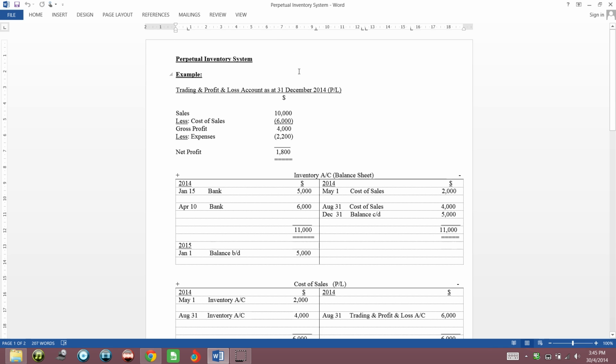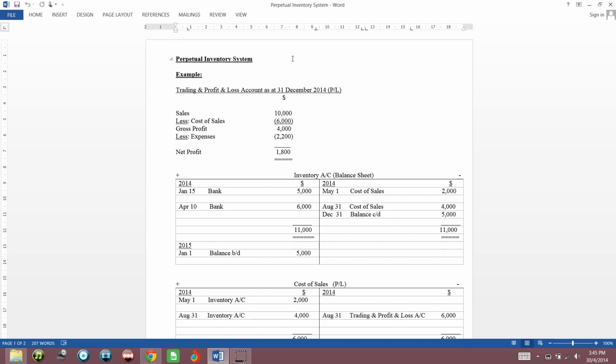Okay, so previously we have learned the periodic inventory system, or periodic stock system. It means the same. That means you don't care about your stock until at the end of the year you do a stock count, you find out your stock value, and that stock value you will post to your trading account and the balance sheet. We have already discussed and explained that in the previous videos.